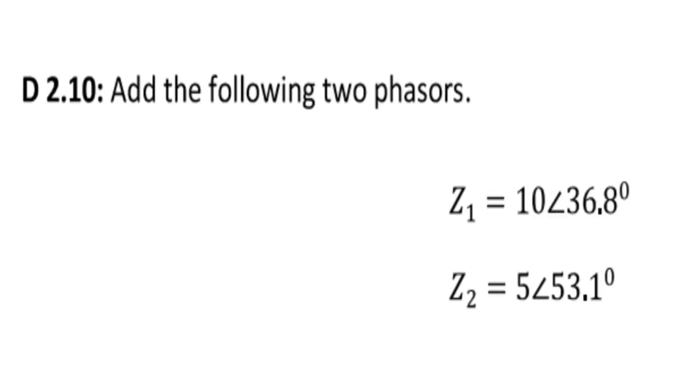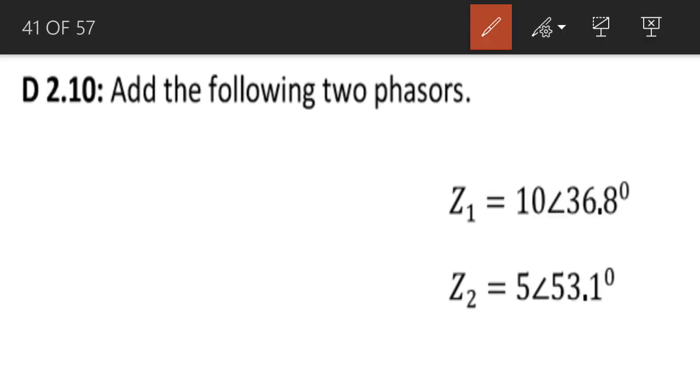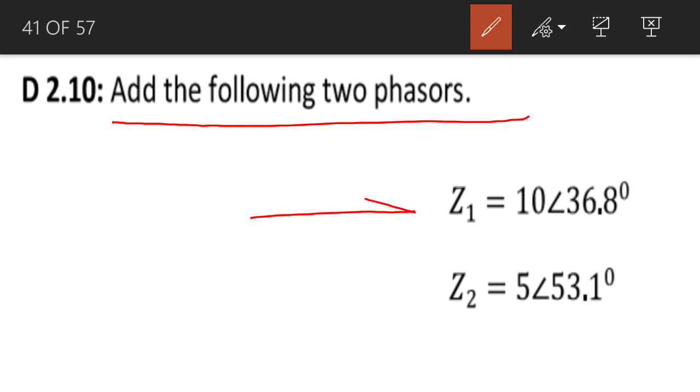So let us do example number 2.10. In example number 2.10, we are going to add the following two phasors. Z1 is in polar form of representation. The magnitude of Z1 is 10 and the angle of Z1 is 36.8 degrees.